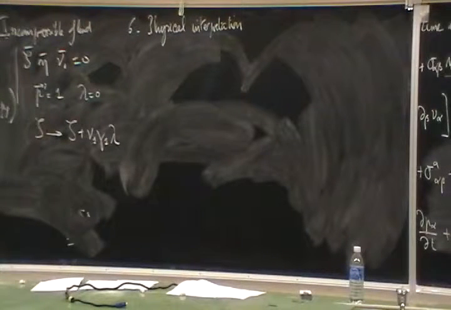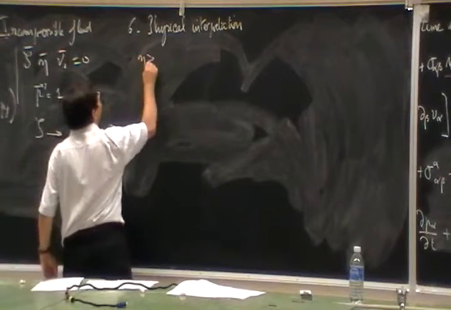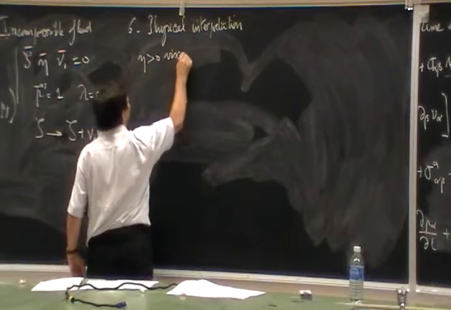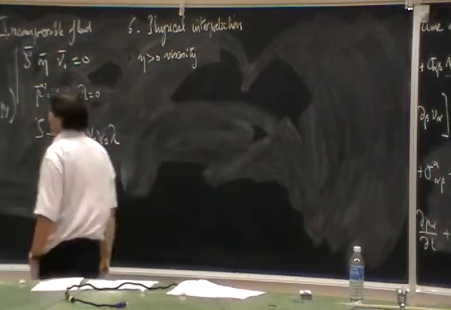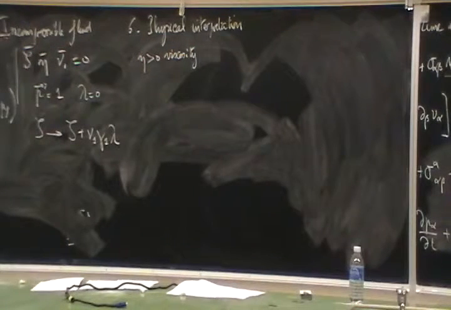One by one. Eta is simple. Eta is a viscosity, and viscosity is positive. So eta is a viscosity and it's positive. This one I took care of. The other one, which is simple, is gamma 1.